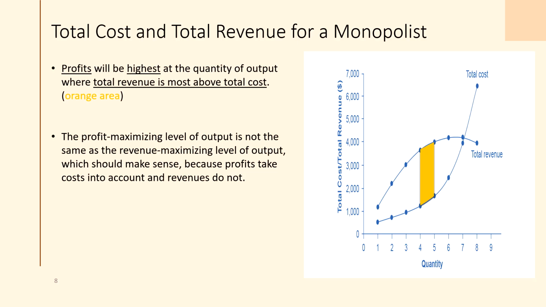Notice something important: the quantity that maximizes revenue is not always the quantity that maximizes profit. Why? Because profit depends on both revenue and cost. A firm that focuses only on revenue may produce too much and ignore the rising cost. So firms maximize profit, not revenue.